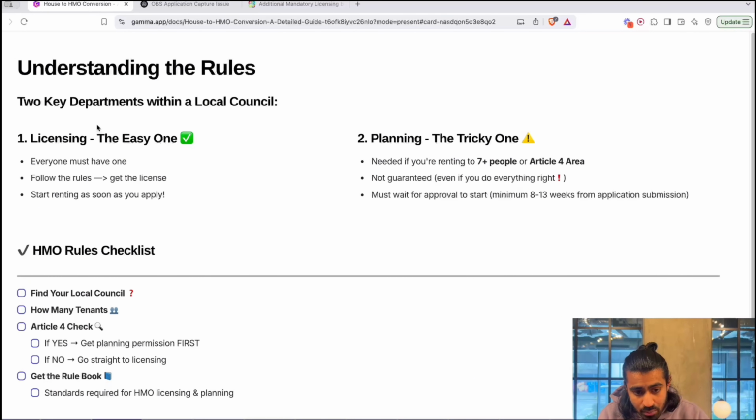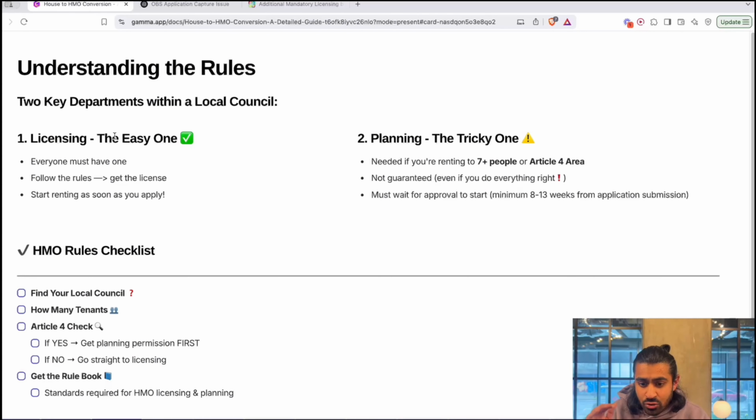The licensing department, I would say, is more of the easy one. Essentially, if you're not a criminal and you're fit to hold a license, as long as you follow the rules, you will get the license, and everyone needs to have one. Planning, however, can be quite tricky, and you only really need planning in 2 conditions.